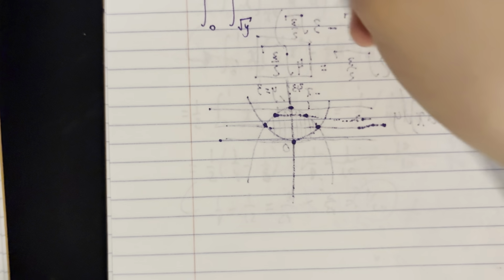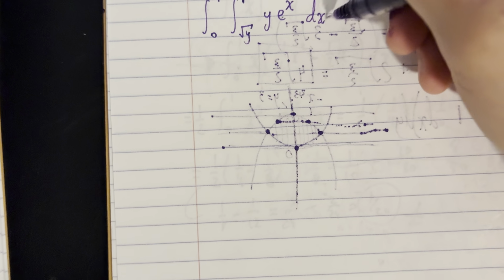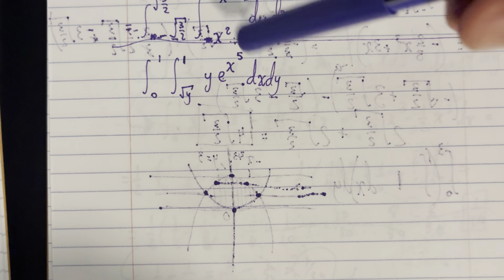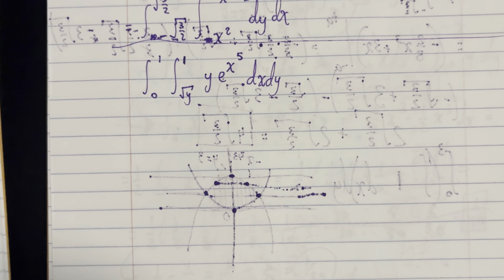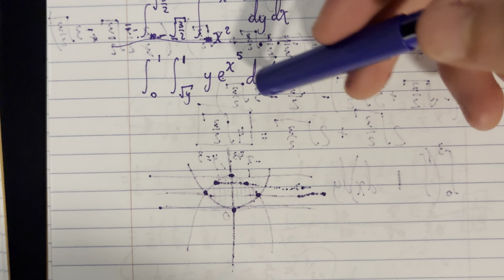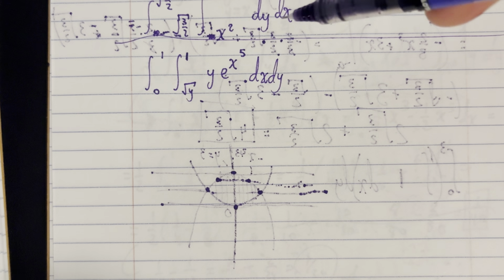0 to 1, root y to 1, y e to the x to the 5th dx dy. All right, bro. So you look at this, you're like, man, e to the x squared isn't even integrable by traditional means. Well, there's no elementary antiderivative. Anyhow, so how are you going to integrate this? Well, what you have to do is reverse the order of integration. So you have to turn this guy from dx dy to dy dx. Otherwise, this is impossible. Okay?